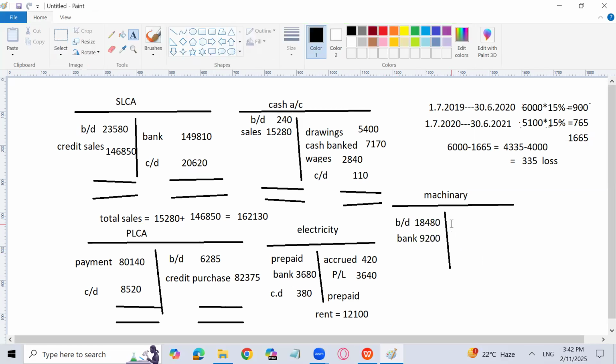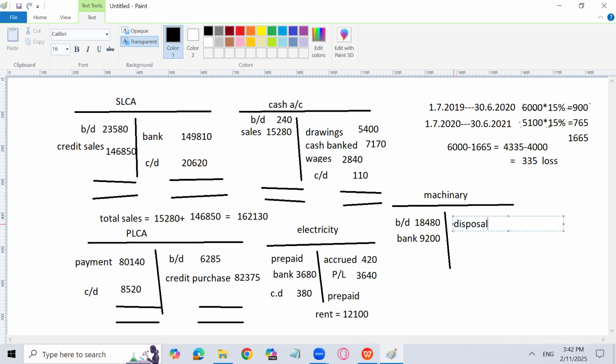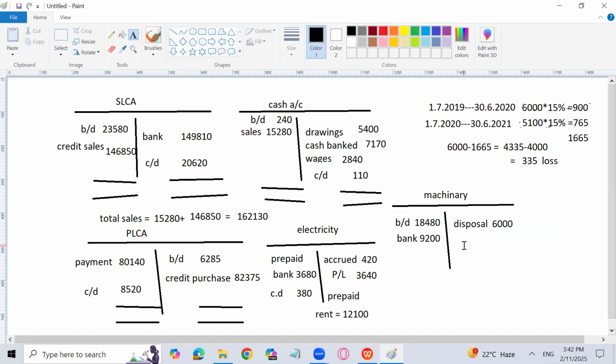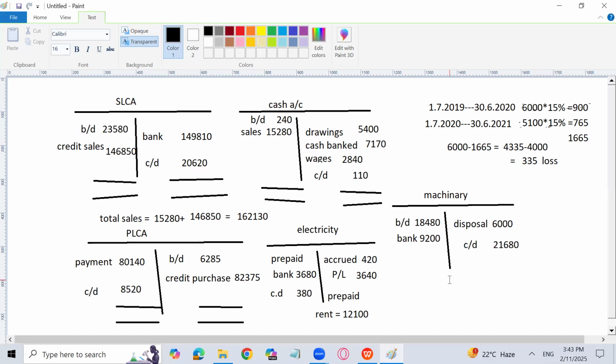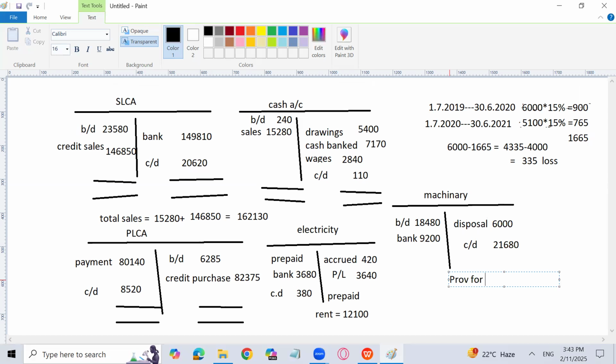Then under cost method, disposal will come on the credit side, because we will credit the machinery account with the cost of the asset sold. It will be credited with the cost of the asset sold. So cost of the asset sold is 6,000. So you can get the carry down at the end, how much it is going to be. That carry down is supposed to be written in the statement of financial position, which is not required in this question, but we can calculate that. Or you might say that we are revising depreciation also. You can think like that also. What is the amount? 21680.